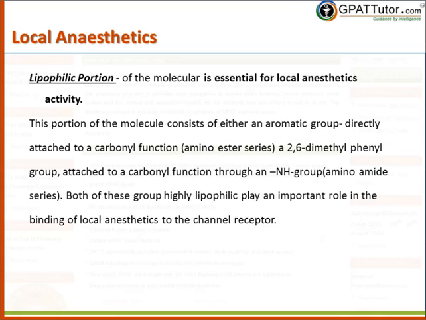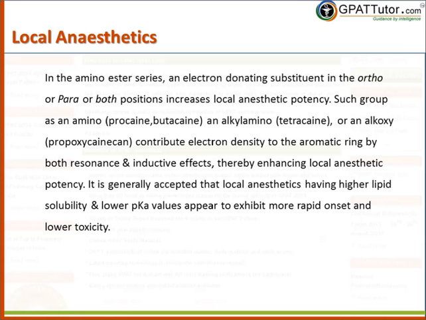You are following the local anesthetic chapter in the Medicinal Chemistry division of gpadtutor.com. The lipophilic portion of the molecule is highly essential for local anesthetic activity. This portion contains an aromatic group, or an aromatic group substituted at two ortho positions, usually a 2,6-dimethylphenyl group, attached to a carbonyl function through an NH group.